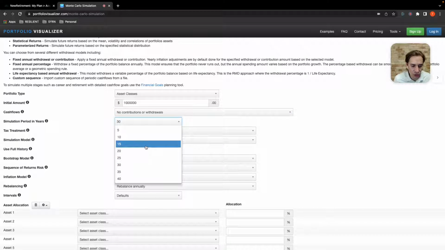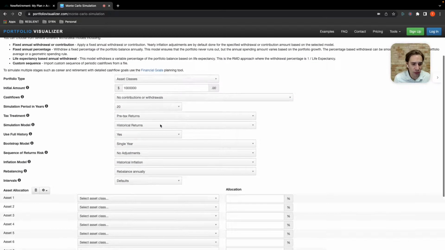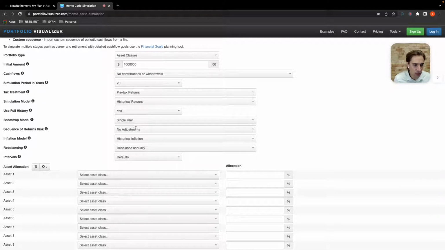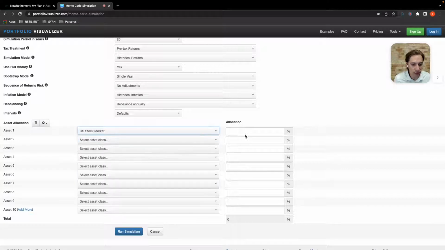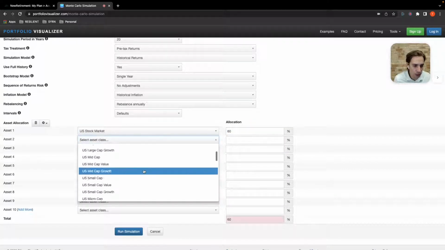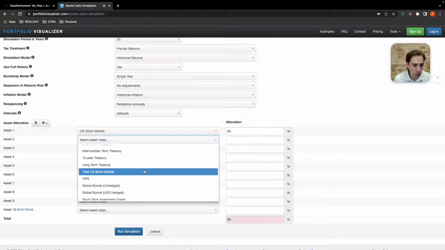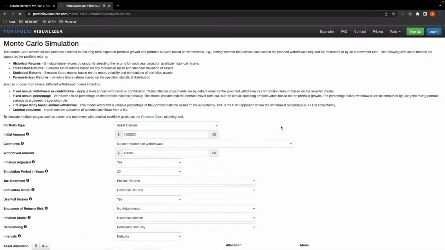With this, we can do 20 years is fine. Pre-tax returns, historical returns is totally fine. And we don't need to make any changes here. Bootstrap, inflation, rebalancing annually. Perfect. Okay, so US stock market, we can just do 60%. And the bond market, we can do the same 40%. Again, this is under the Monte Carlo tool. So this is 40%, run.